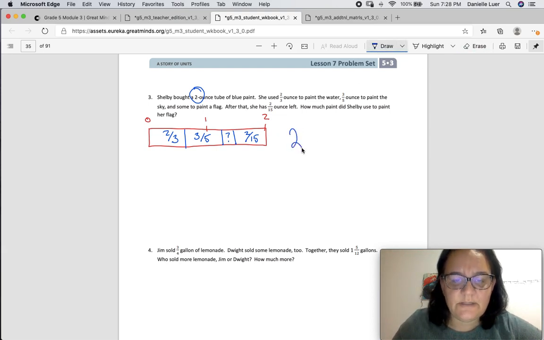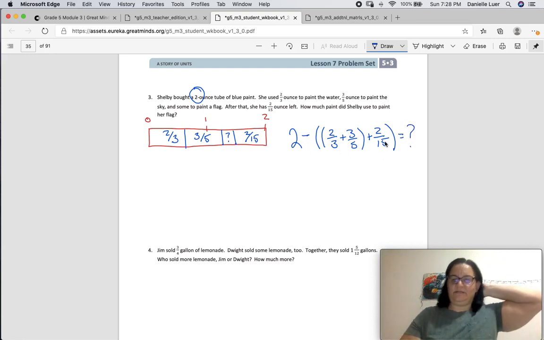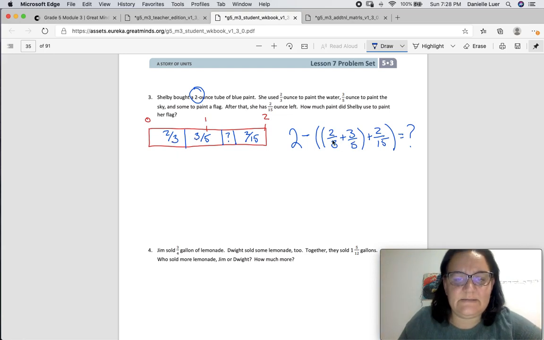Okay, 2, and then we're going to add up these numbers in between. Minus, and I'm going to double it up here so that it's a little bit easier, plus 3/5 plus 2/15 equals our answer. Okay, there's our equation that we created from that. Do you see? This plus that, minus 2, because we started with 2 ounces, equals our answer.